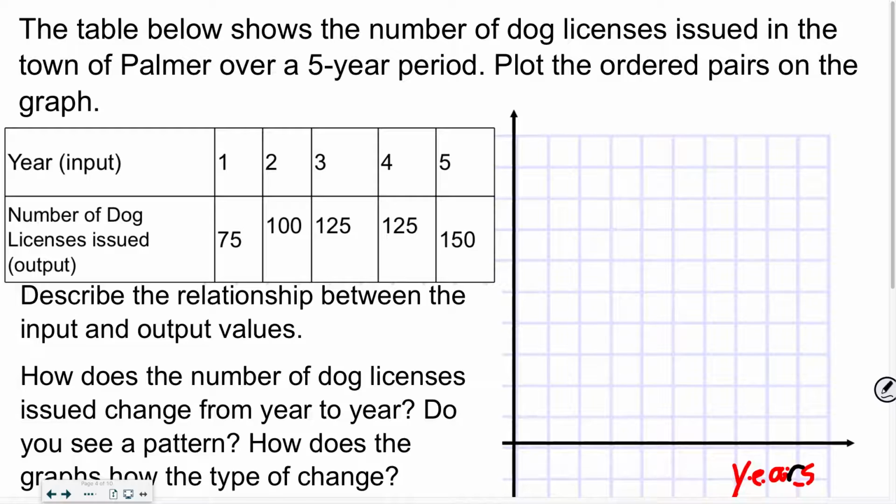It's not the movement, it's because the years is the input. And remember yesterday when we learned the definition of a function, we said for every input there's one output. For every x, we get one y. Our input is our x. Good. So we know that that's years, which means the y-axis is the licenses.